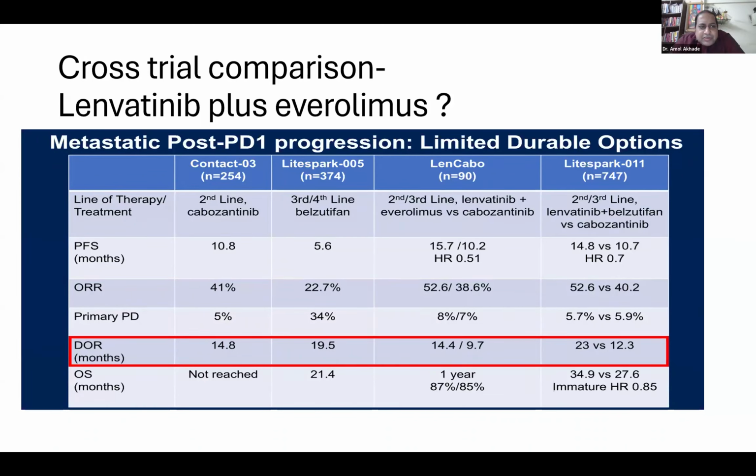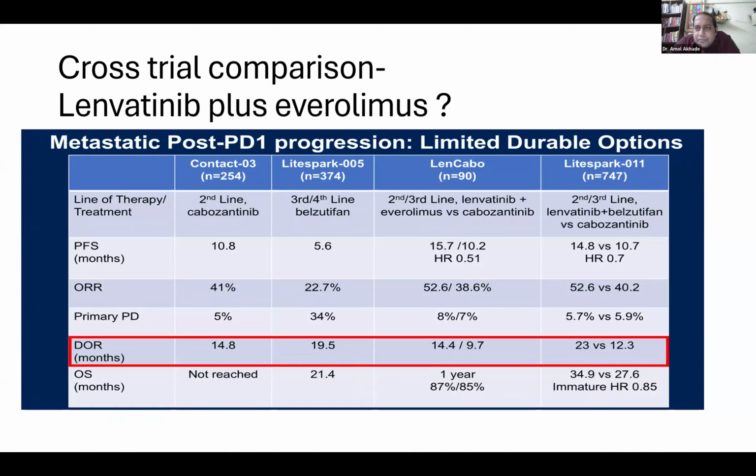Dr. Bicky, your thoughts on this? Previously, we used to have lenva plus everolimus. There is some small phase 2 trial data. Do you use this combination, or what about your experience with lenva plus belzutifan if you have used it already? Dr. Bicky, are you there? Can you hear me? Yeah, we can hear you.